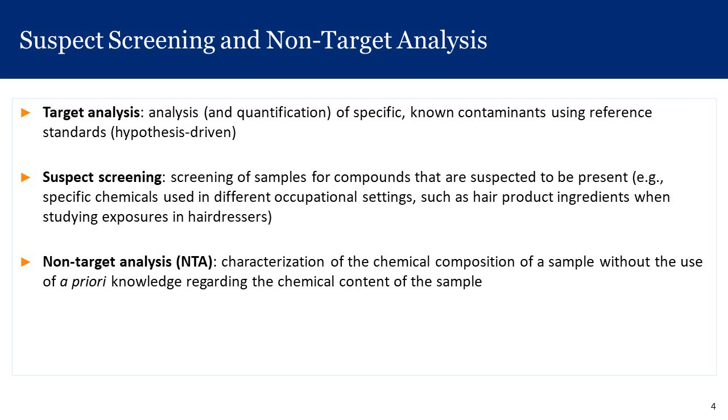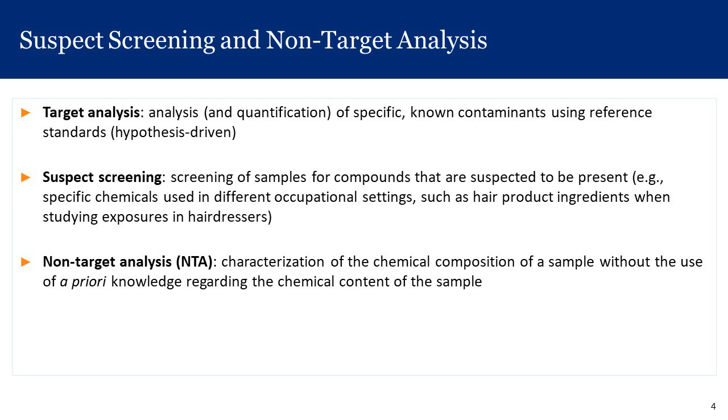In contrast to this, we are also using the terminology suspect screening. This means that we have an indication of a compound that might be present. So, for example, we know that a whole variety of different chemicals are used in occupational settings. One thing that I will be giving an example of is hair product ingredients that are used, for example, in hair salons. So when we study the exposures in hairdressers, we can basically use this list of suspected chemicals that might be present. So this is really just a list of chemicals that we have in a database that we can then compare our results to.